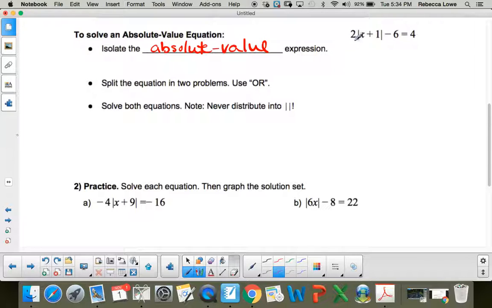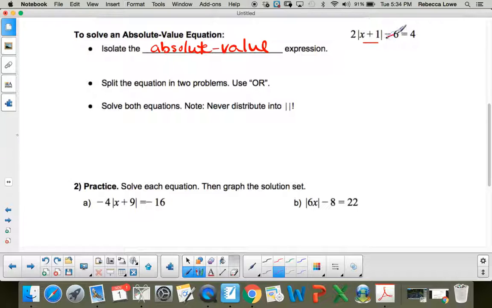Never, ever, ever distribute into absolute value. Never do that. These are not parentheses. You are not to distribute. You want to just keep this together, and you're going to isolate the absolute value of x plus 1.